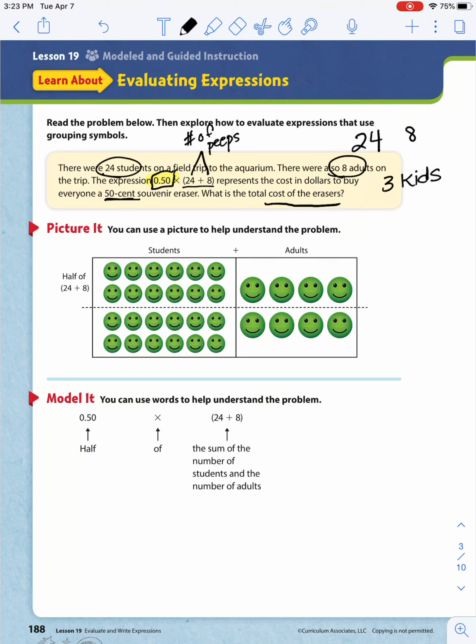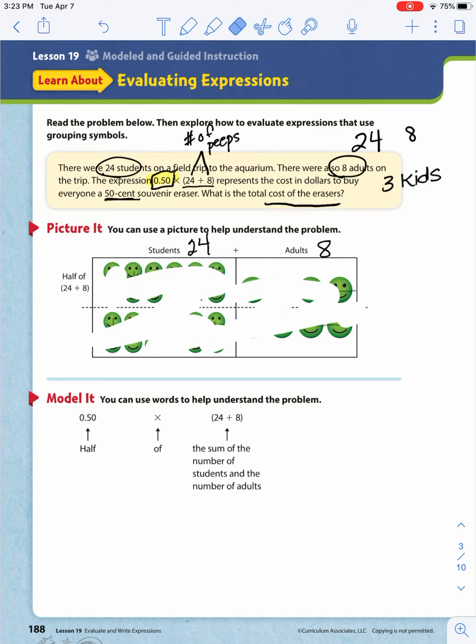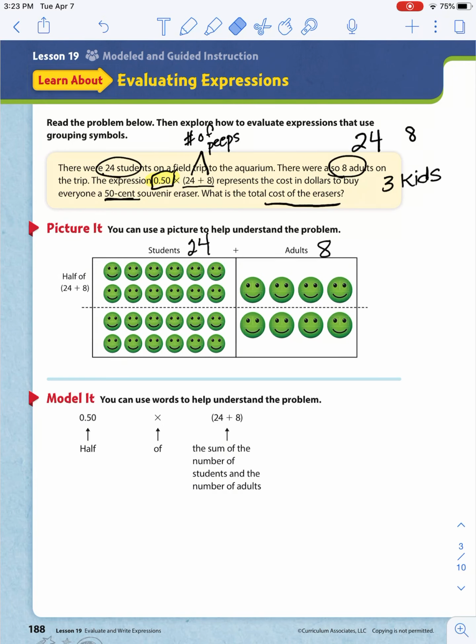The first thing they did was use a picture to help you. They did students. Let's see what we've got. 2, 4, 6, 8, 10, 12. If we double that, 2, 4, 6, 8, 10, 12, this is all 24 students pictured right here. And then over here, they did 4 adults and 4 adults. So that's all 8. I wonder why in the picture they cut them up into these groups of 4 and 2. Think about that. I wonder why they would put them in groups like that.